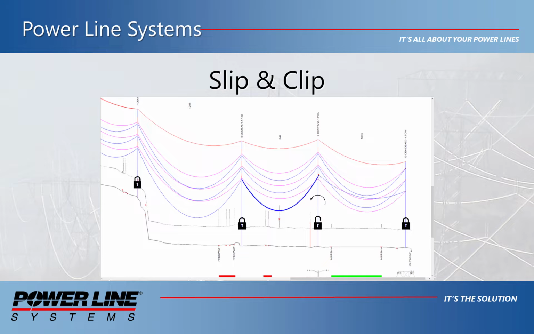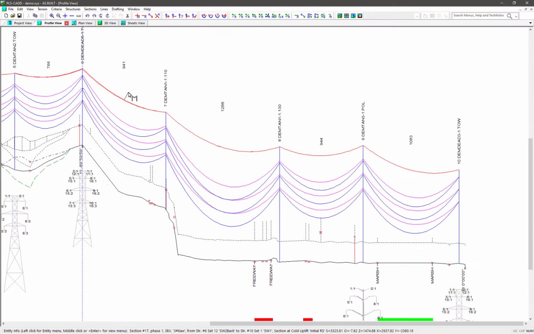With the release of version 16.50, PLS-CADD now has a new feature called Slip and Clip. The use of this feature requires finite element cable analysis, so you will need to have a license of the SAPS program in order to use this feature. What Slip and Clip allows you to do is make incremental changes to wire lengths and spans very quickly and efficiently. This makes the process of certain finite element modifications much easier and faster compared to the previous methods.